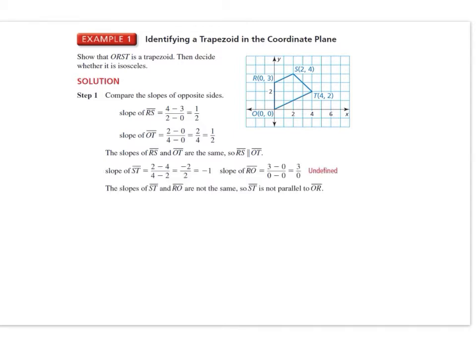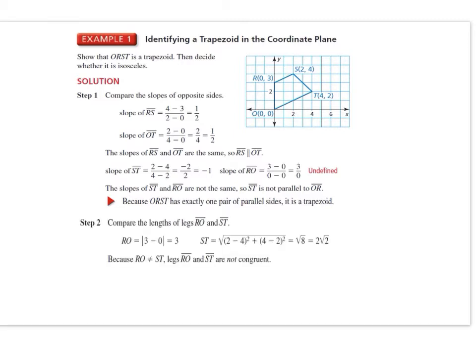Then we figure out the slope of ST and the slope of RO. They are -1 and undefined. So since the slopes are not the same, ST is not parallel to OR. And since ORST has exactly one pair of parallel sides, it is a trapezoid.